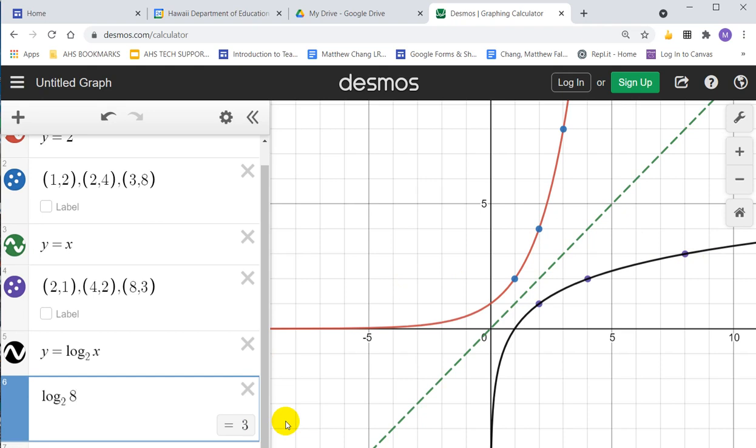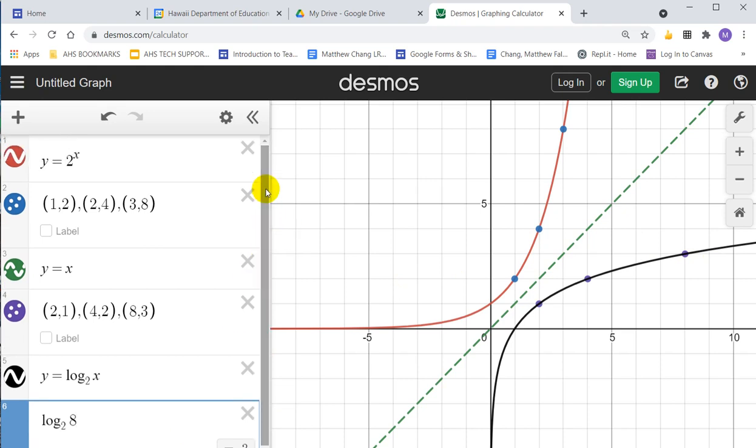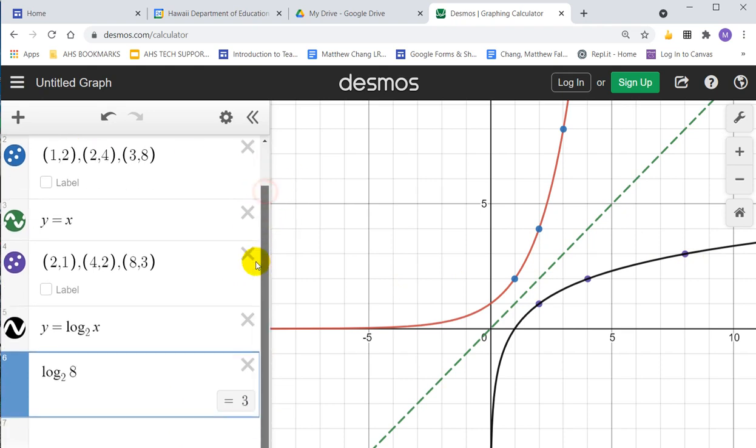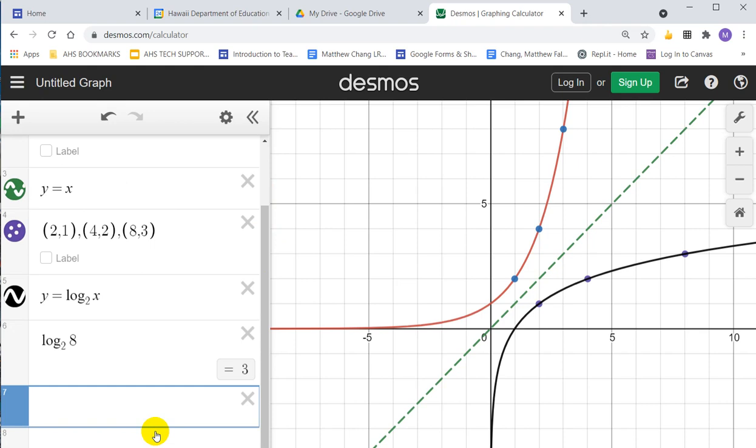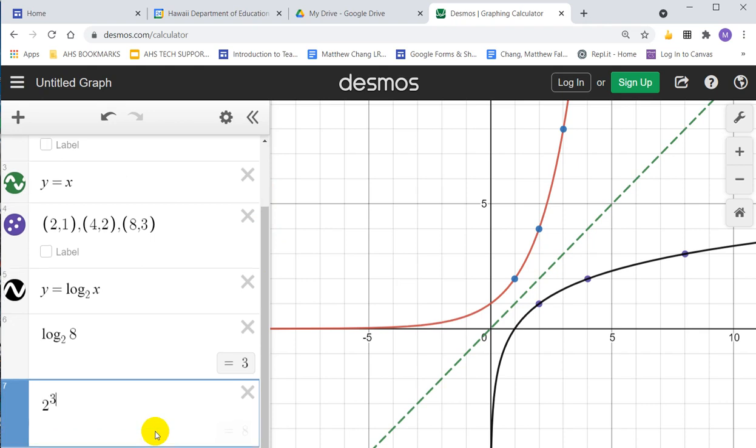As we saw earlier, up here, if I plug in 3 into here, so let's create another line here. Let's say we have 2 raised to the third power. So we have 2 raised to the third power is going to be 8. Let's look at each of these specifically.